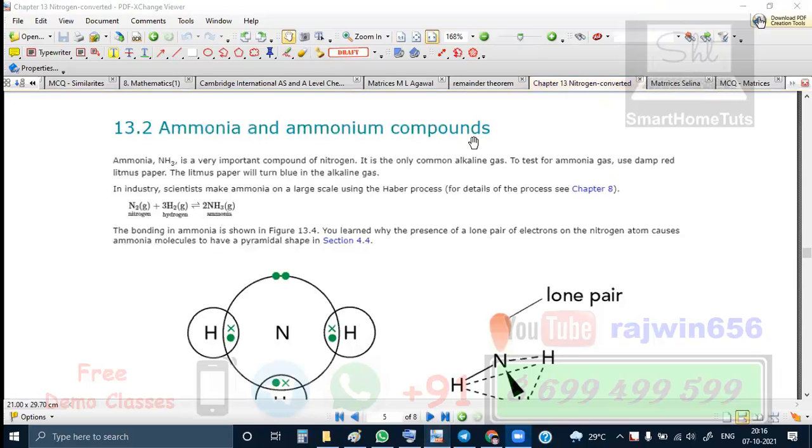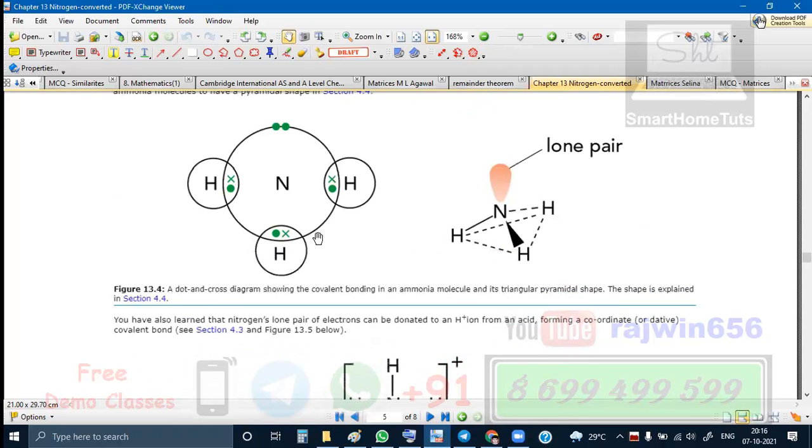Ammonia and ammonium compounds. This is the reaction N2 plus 3H2 giving you 2NH3. This is basically manufacture of ammonia. And then ammonia will be converted into ammonium compounds, which will be basically used as fertilizer. It's an alkaline gas. It will turn red litmus into blue. And this is the bonding in case of ammonia.